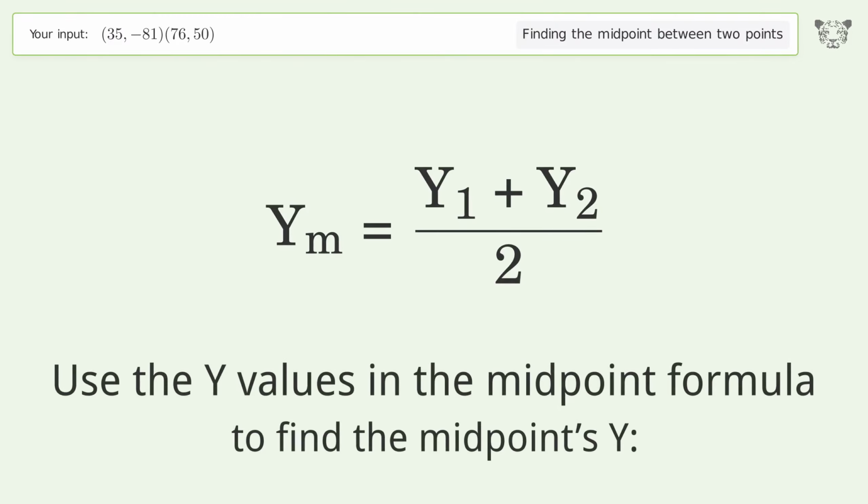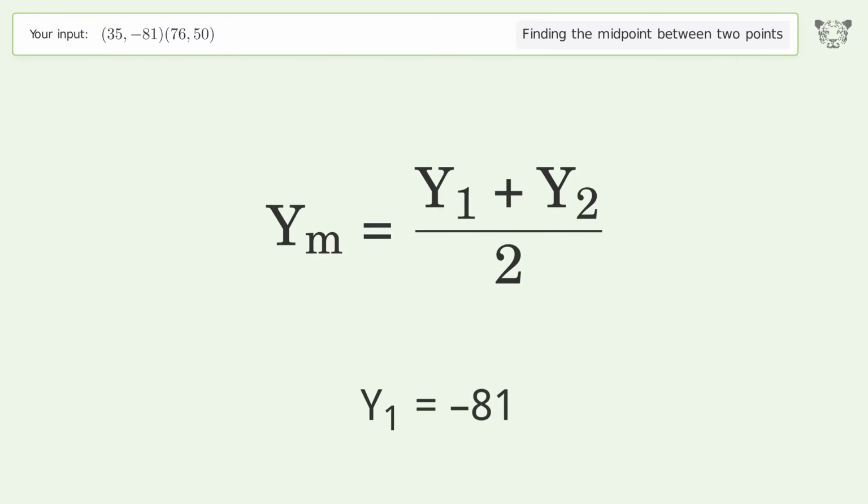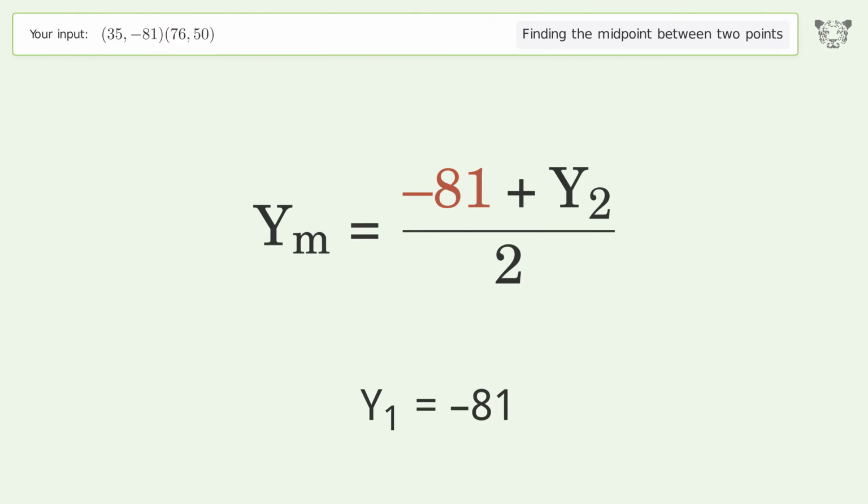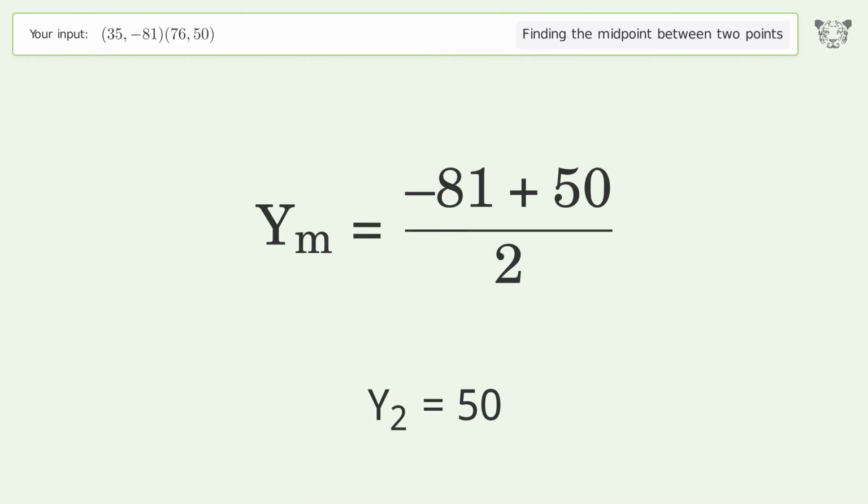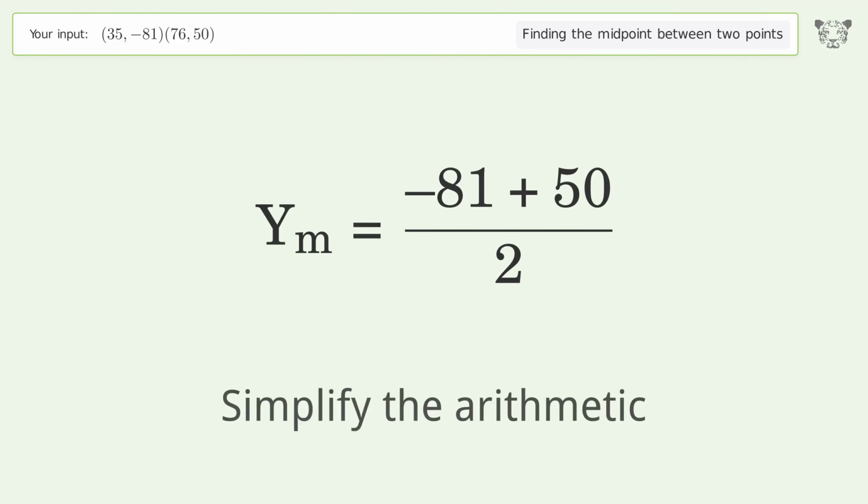Use the y values in the midpoint formula to find the midpoint's y. y1 equals negative 81. y2 equals 50. Simplify the arithmetic.